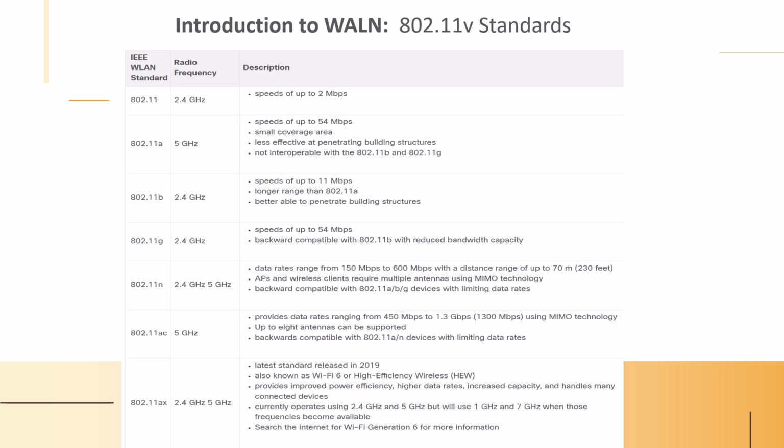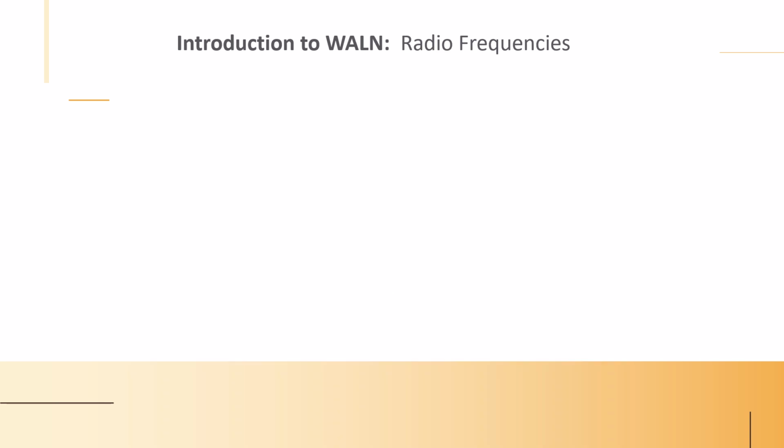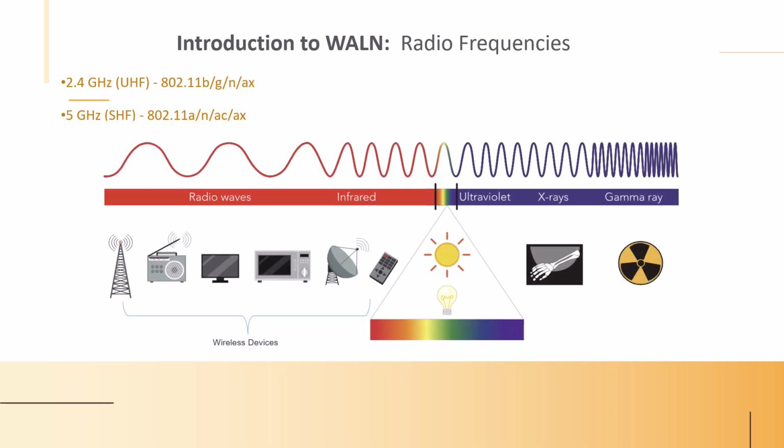All wireless devices operate in the radio wave range of the electromagnetic spectrum. Wireless LAN networks operate in the 2.4 gigahertz frequency band and the 5 gigahertz band. Wireless LAN devices have transmitters and receivers tuned to specific frequencies of the radio wave range, as shown here in this figure. And here are listed the frequency bands allocated for 802.11 wireless LAN.